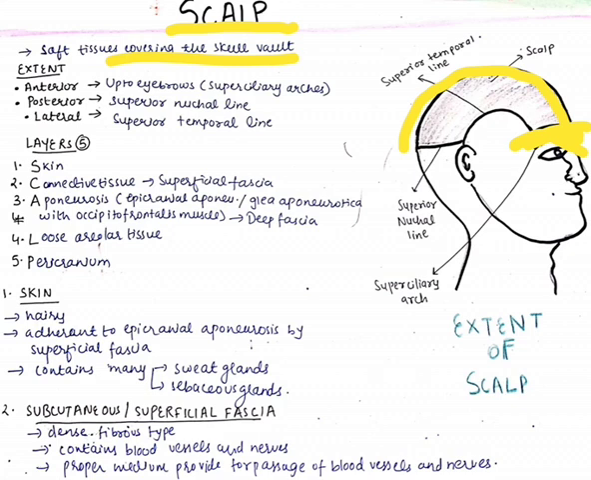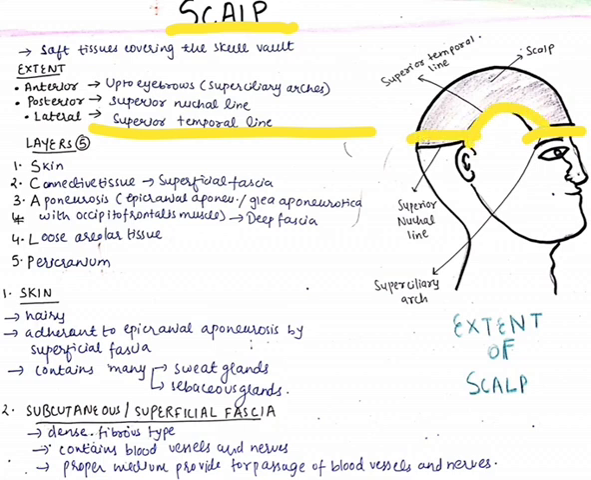Now posteriorly, it is up to the superior nuchal line. As you can see in the diagram, what is the superior nuchal line? It is behind the ears, right? Now laterally it is the superior temporal line, okay. Up to here we are completed. So this is the superciliary arch, the superior nuchal line and the superior temporal line.